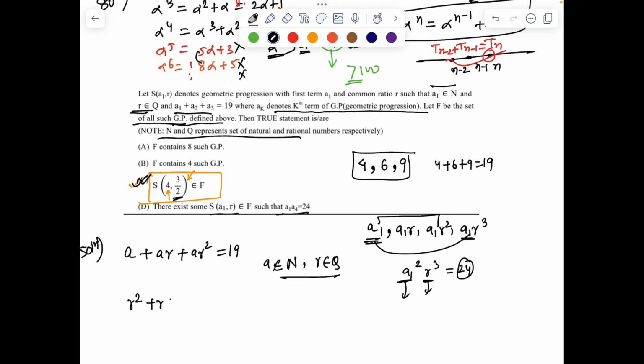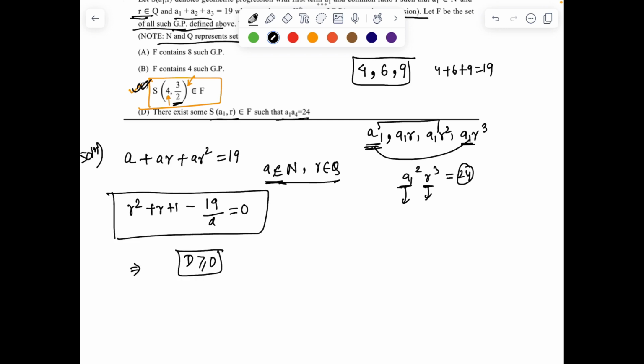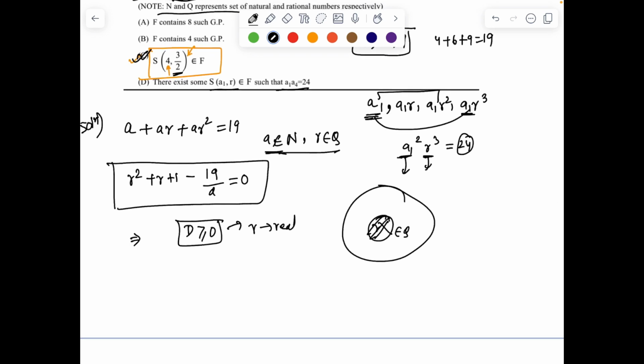So from here we'll get r square plus r plus 1 minus 19 by a is equal to 0. I can divide by a because a is not 0. Now clearly, now we have a strong guardianship. The first guardianship will be D is greater than or equal to 0. That is necessary for r to be a real root. But we don't want only real, we also want the stronger condition of rational. Okay, so first let's check for D greater than or equal to 0.